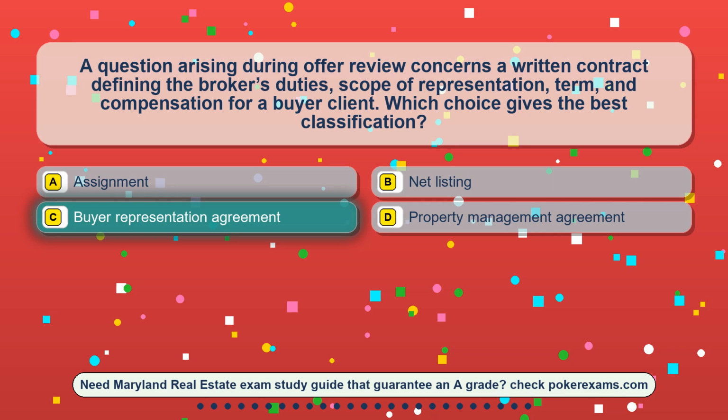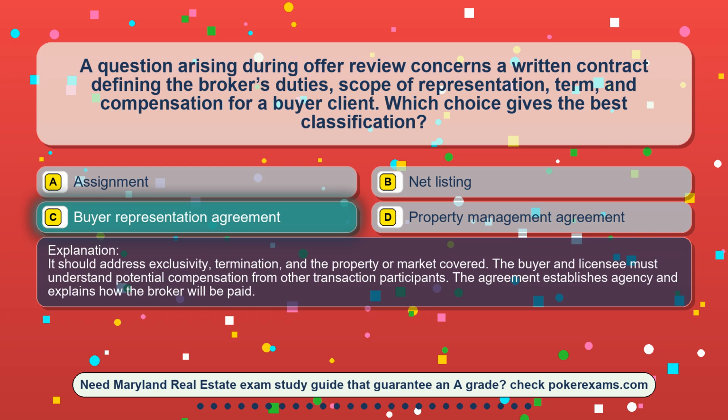The correct answer is option C, buyer representation agreement. It should address exclusivity, termination, and the property or market covered. The buyer and licensee must understand potential compensation from other transaction participants. The agreement establishes agency and explains how the broker will be paid.